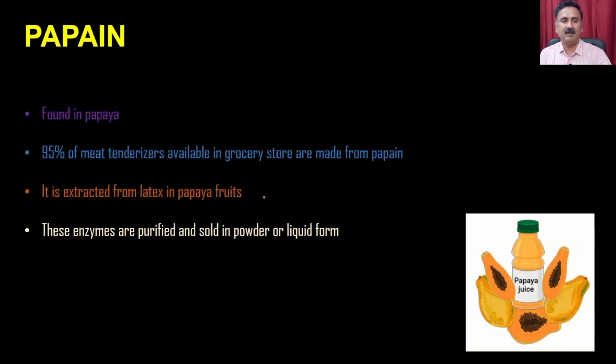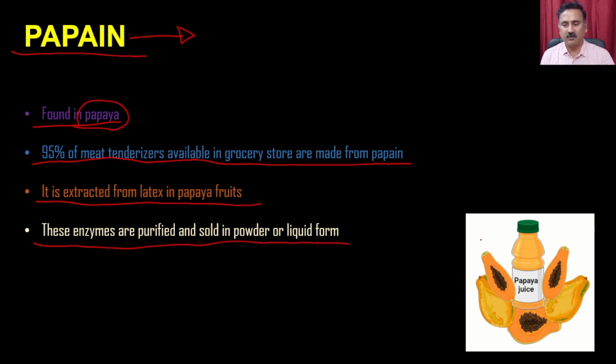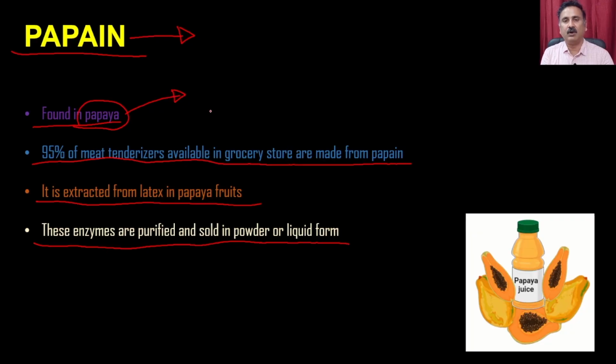Then we also have papain. Papain is also a protease which is exclusively found in papaya. 90% of the meat tenderizers available in grocery stores are made from papain. It is extracted from the latex in papaya fruits, and these enzymes are purified and sold in powder or liquid form. So papain is a very important enzyme present in papaya, and it is used for softening of the meat, which enhances the taste of the meat, and it is also easy to digest.